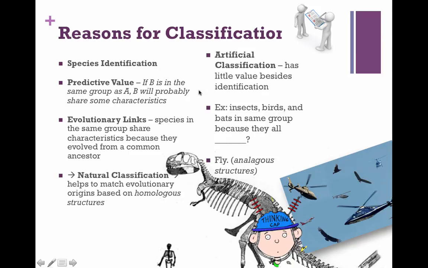Artificial classification has very little value besides simple identification. For example, insects, birds, and bats all belong in the same group because they can fly. That's just an example of an analogous structure. It doesn't help us to draw further conclusions and find out, on the chemical level, for example, protein sequences and DNA sequences. It's very superficial, and it doesn't help us to understand our evolutionary origins.